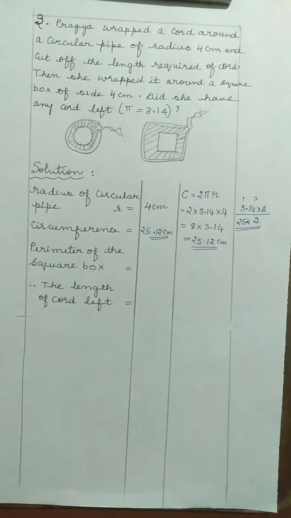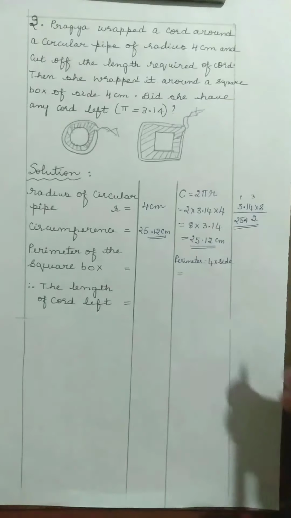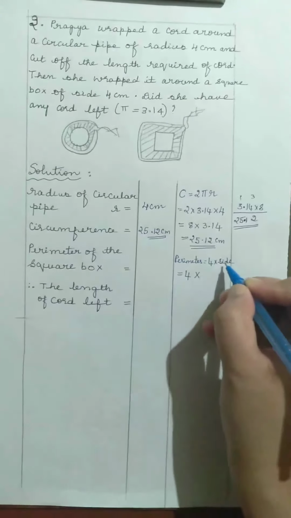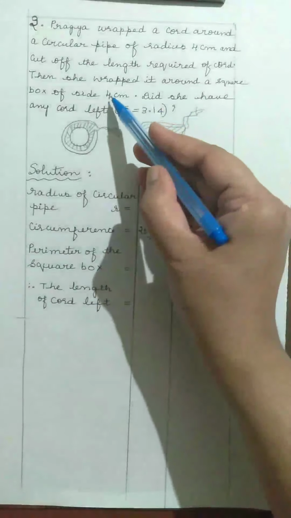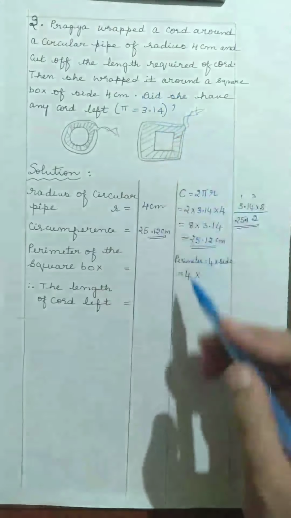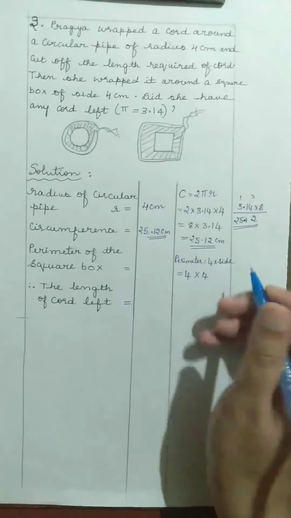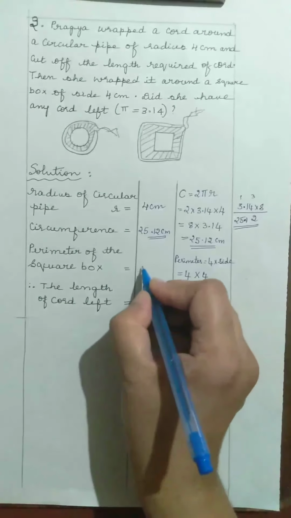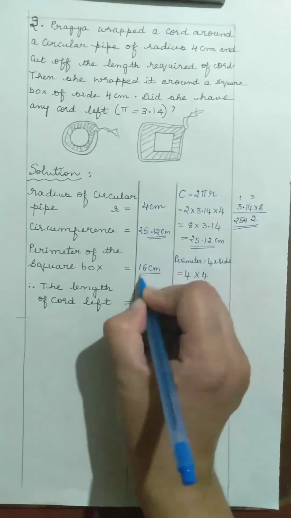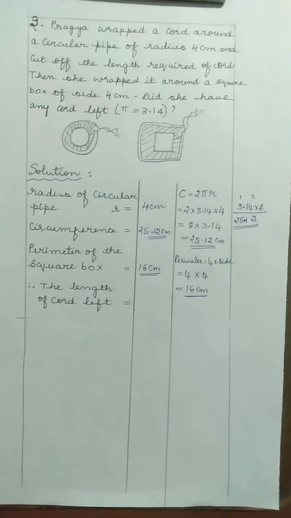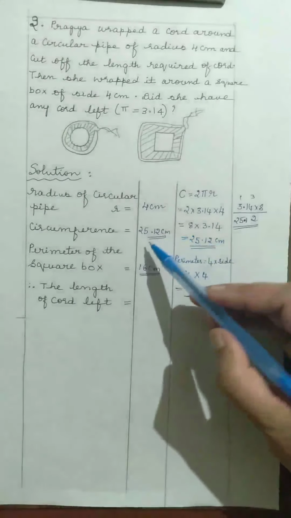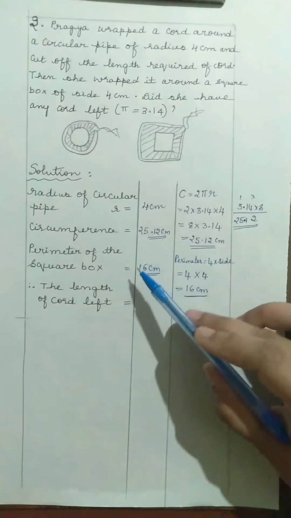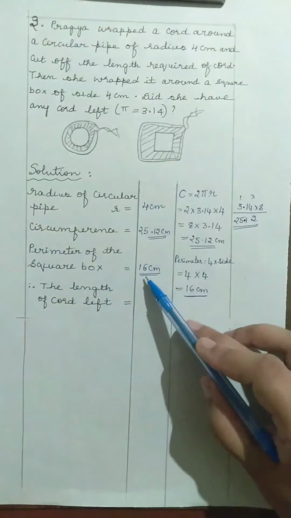We know that perimeter is equal to 4 into side. Therefore, 4 into the side measurement of the square box, which is given as 4 centimeter. On applying 4 into 4, it will be 16 centimeter. Therefore, children, the perimeter of the square box is equal to 16 centimeter. Now, we got the circumference value, 25.12 centimeter, and the square box is 16 centimeter.